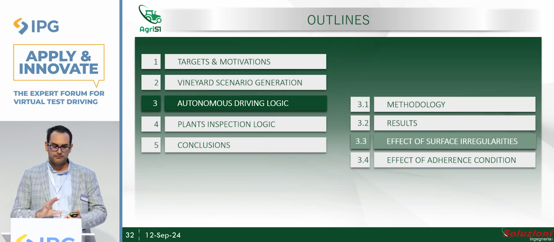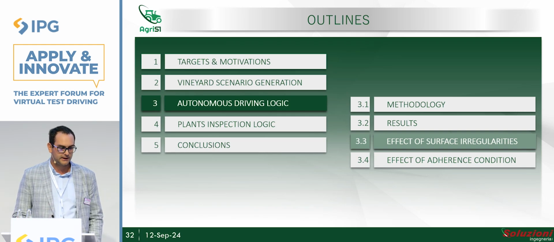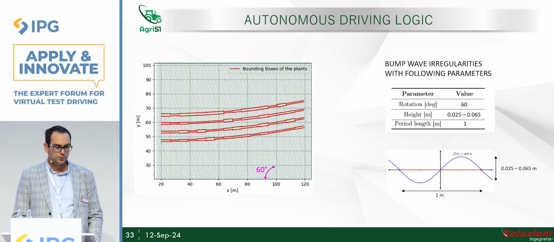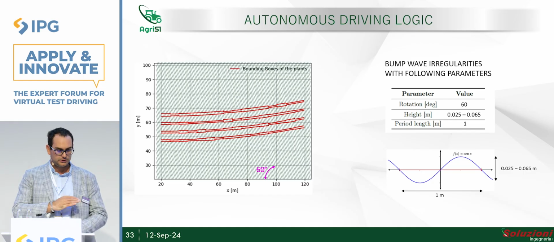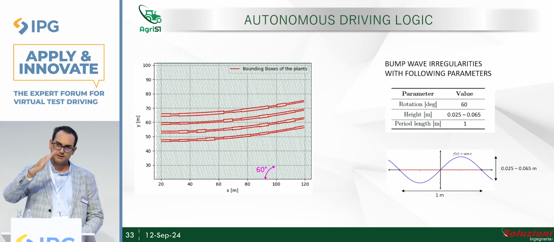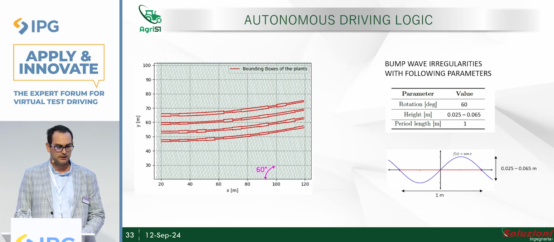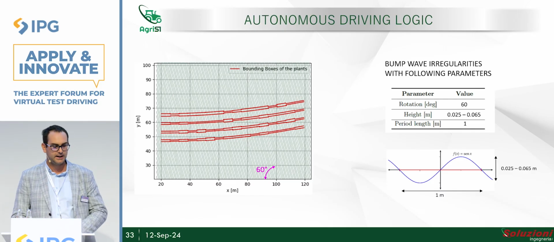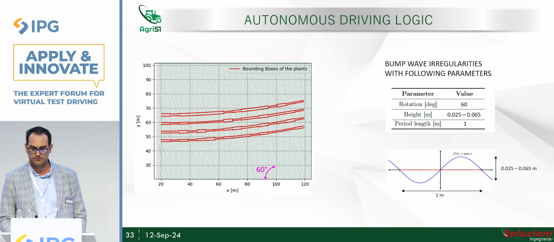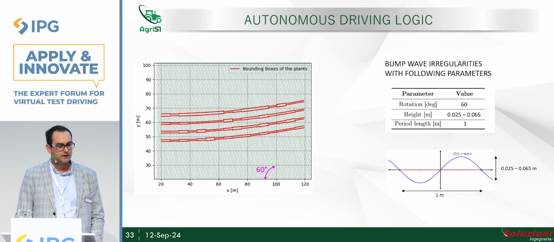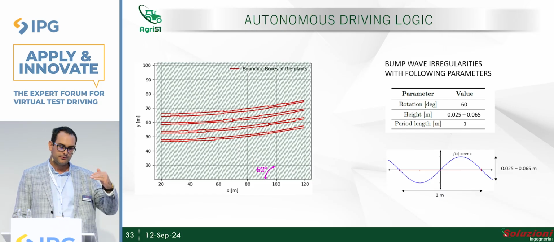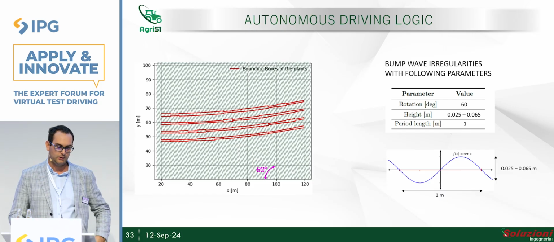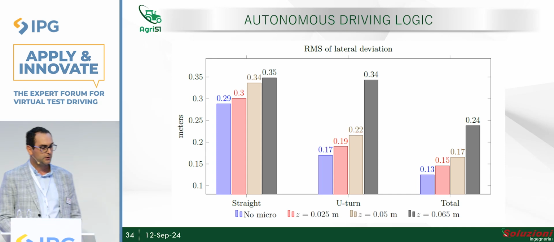If we make some sensitivity analysis on surface irregularities, we can introduce bump wave irregularities with a 60 degrees inclination with respect to the horizontal axis, a period of 1 meter, and a height that varies from 25 to 65 millimeters. We repeat the test with different levels of irregularity, and this is what we obtain.